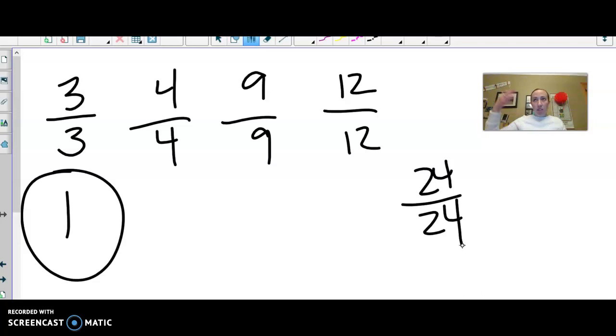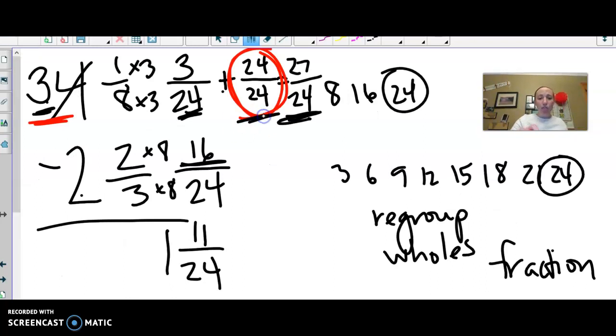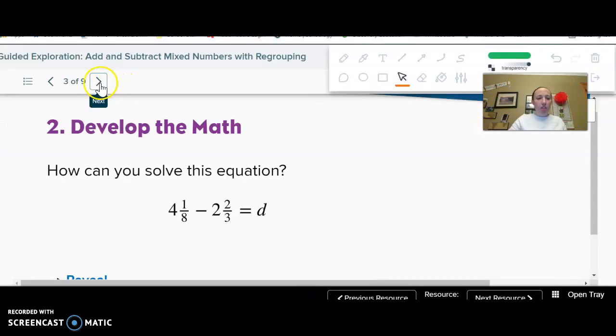Anytime the top matches the bottom, it's like I have all the pieces. Because this is how many pieces it's broken into. I have all of them. So here, when I added on that 24/24, I was really just adding on a whole. Okay, so again, I was just moving it. I wasn't taking it away. I was just changing the form of the number, just like we do when we regroup regularly. We'll do another example if you're still feeling confused. Don't worry.